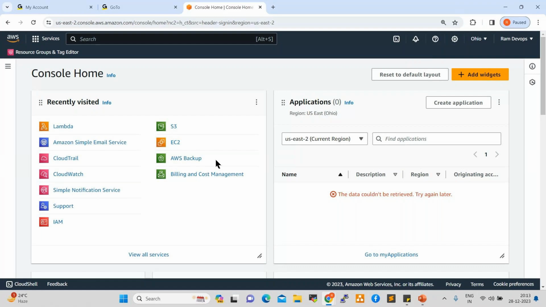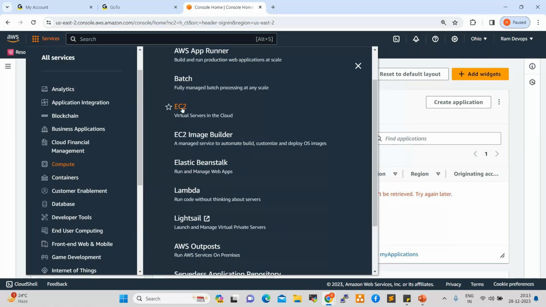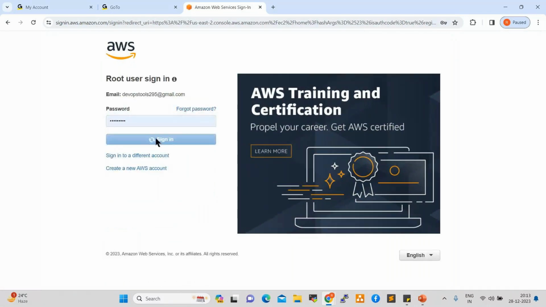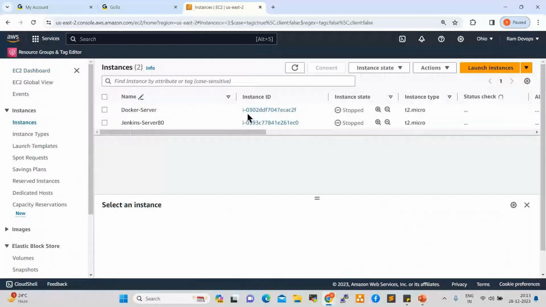So here in the AWS platform, if I want to create any resources, within a minute I can create resources. N number of resources I can create within a minute here. See here, these are the servers, Docker server, Jenkins server. If I need any servers or any resource, any storage, any network, within a minute I can create n number of resources because AWS is on-demand infrastructure.